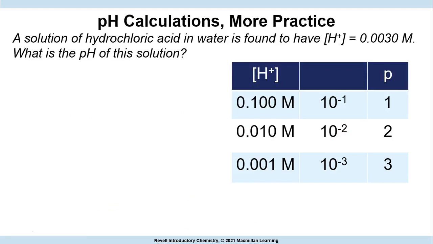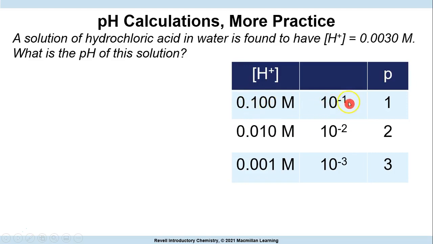Now let's look at another example here. A solution of hydrochloric acid in water is found to have a hydrogen ion concentration of 0.0030 molar. What is the pH of this solution? You could just go ahead and calculate it, or we can start by estimating it. Now, if we want to estimate the value, we know from our table that if we look at these values here, 0.100 is the same as 10 raised to the power minus 1. So if we move here, that is 10.0.